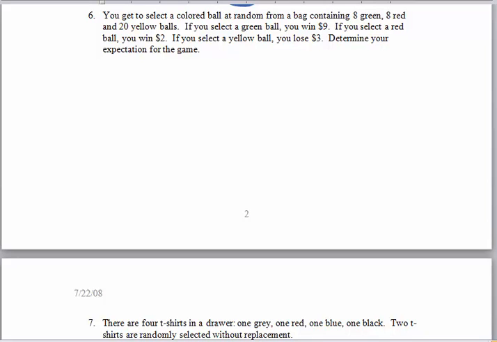One if you select the green, one if you select the red, and one if you select the yellow. If you select the green, you win $9. If you select the red, you win $2. And if you select the yellow, you lose $3. So here's the 3 scenarios. There's one here, there's one here, and there's one here.